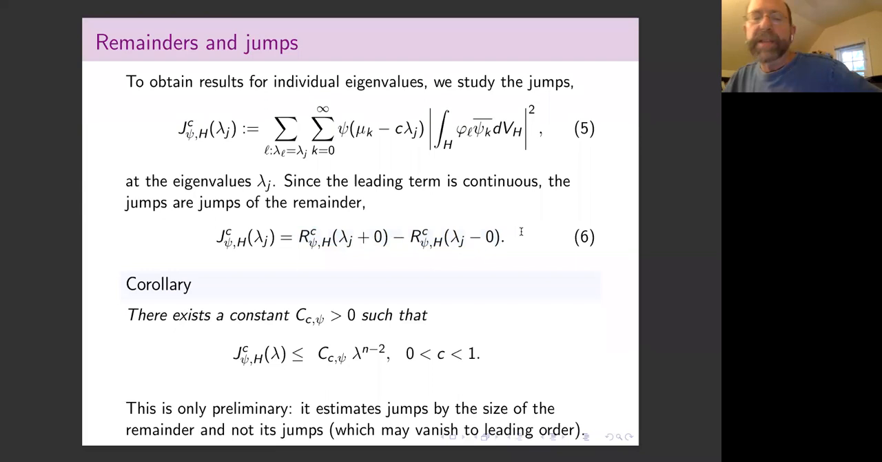So as a corollary, we can derive jump estimates, but this corollary is not a smart corollary, because we're just using the size of the remainder term to estimate the jump, whereas we really should estimate the jump of the remainder term. That is a ubiquitous problem in spectral asymptotics: estimating a jump by a remainder does not take into account the continuity properties of the remainder. All right, so these are universal results.